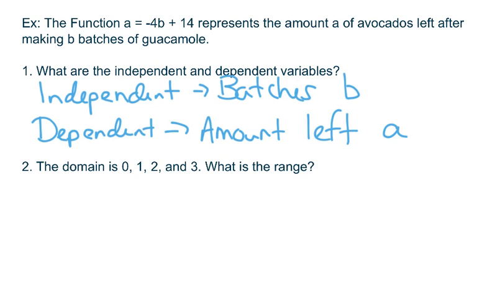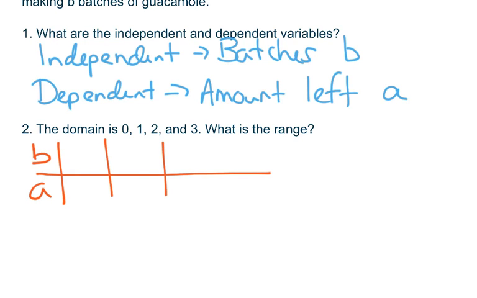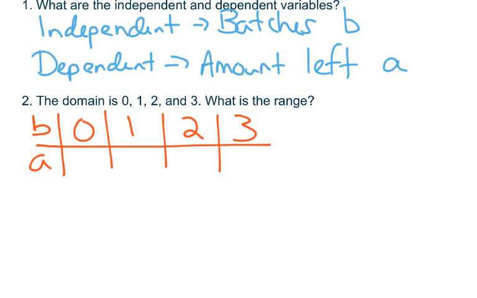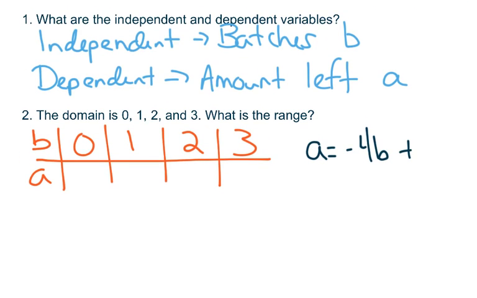Okay, so number 2, the domain is 0, 1, 2, and 3. What's the range? Let's do our table here, and the independent variable goes up top, so that's b. The dependent goes on the bottom, that's a, and then we can fill in our table. So our domain is 0, 1, 2, and 3. We need to find the range. We're going to do that by plugging those b values into our function. I'm going to write the function again. It is a equals negative 4b plus 14.